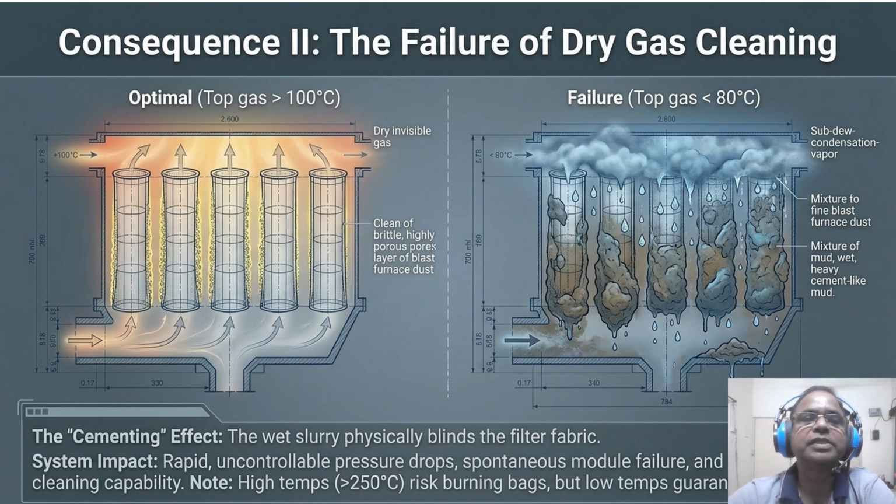So this sub-dew point vapor turns porous dust into heavy cement-like mud on the filter bag. So these blind the fabric, causing uncontrollable pressure drop and total system shutdown. So low temperature guarantees these failures. So beyond the filter, the moisture activates a chemical threat. Coming to our consequences number three.